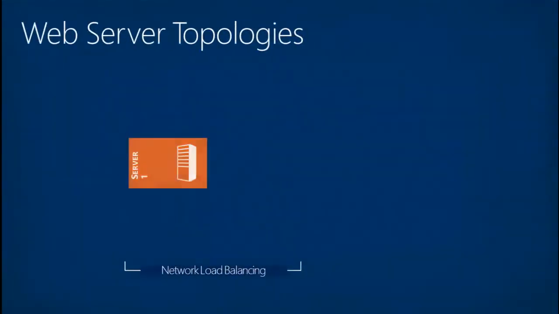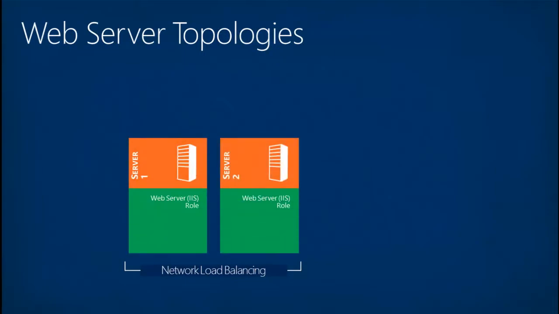On the web server end, it's pretty easy. It's the web server IIS role. That's what we install in addition to the application server role when you lay down our binaries. Easiest way to protect that, network load balancing. It's there, and you've already paid for it.